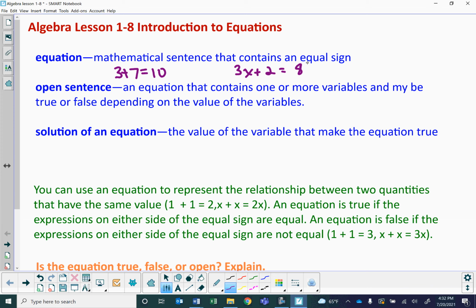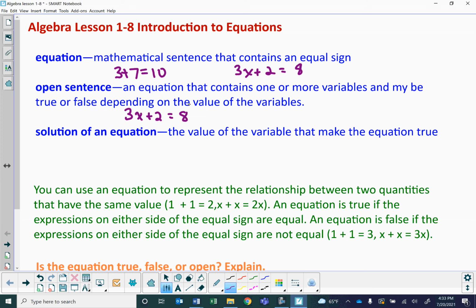An open sentence is an equation that contains one or more variables and may be true or false depending upon the value of the variables. So in the two examples above, 3 plus 7 equals 10 and 3x plus 2 equals 8, 3x plus 2 equals 8 is an open sentence, because until we know what the value of the variable is, we cannot tell you whether or not it's true or false.